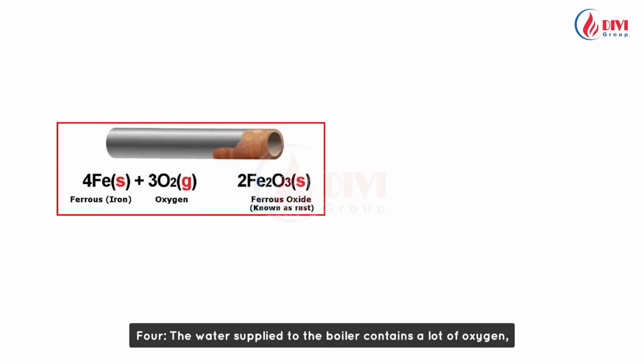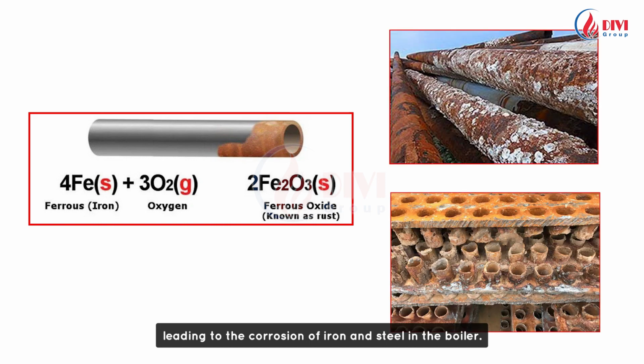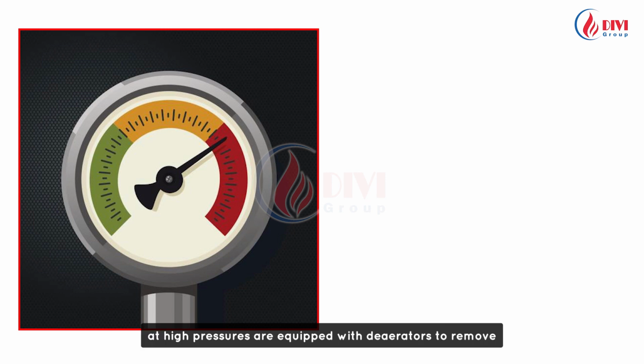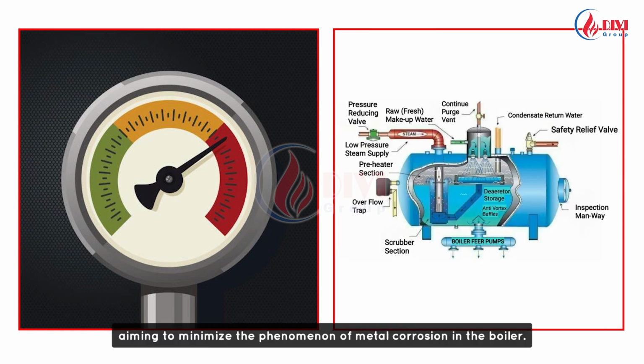4. The water supplied to the boiler contains a lot of oxygen, causing the oxidation process for the iron and steel, leading to the corrosion of iron and steel in the boiler. This phenomenon is evident in boilers with high working pressure. This is the reason why boilers operating at high pressures are equipped with deaerators to remove oxygen from the feed water, aiming to minimize the phenomenon of metal corrosion in the boiler.